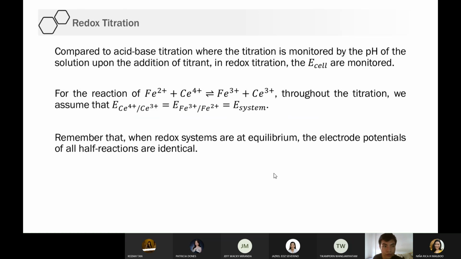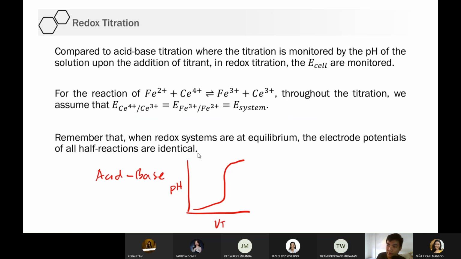Electrochemistry can also be used in titration. So we can also do titrations with electrochemistry. However, remember that for acids and bases, our titration curves look like this. You have the pH and then the volume of titrant below, and then it will have a graph looking like this, or reversed, or anything else. So this is the acid-base curve, where the vertical axis is in terms of pH.